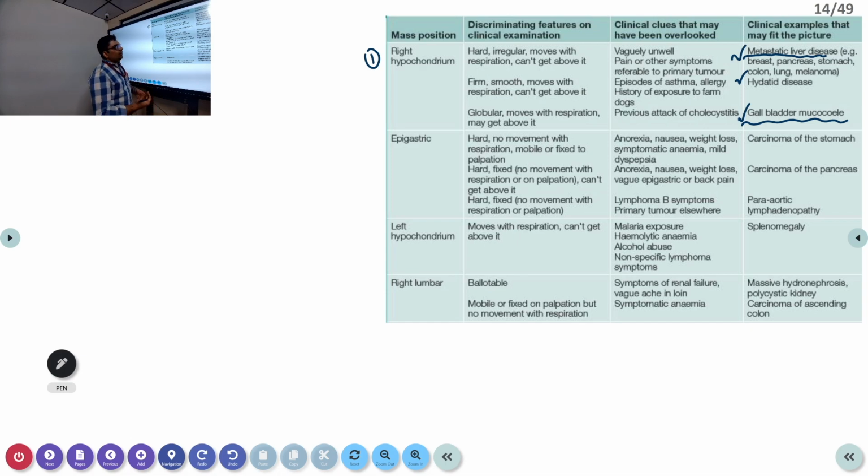A palpable gallbladder most probably indicates malignancy at the periampullary area or the head of pancreas. It does not indicate a CBD stone. Okay, that is Courvoisier's law, which we will see in the next slides. So with a palpable gallbladder, always suspect periampullary carcinomas or head of pancreas carcinomas. The other benign condition where the gallbladder is palpable is a gallbladder mucocele.